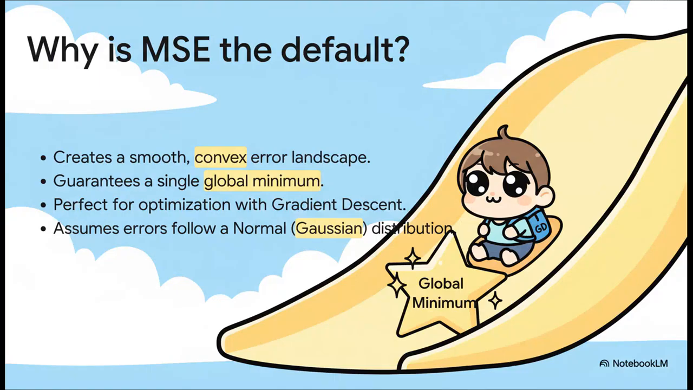So why is this the default then? Honestly, because it's super convenient and really reliable. Squaring the error creates this perfect, smooth, bowl-shaped curve. And what's great about a bowl shape? It guarantees there's only one single lowest point, a global minimum. This means our optimization algorithm, gradient descent, can just slide right down that curve and find the best solution without ever getting lost or stuck.